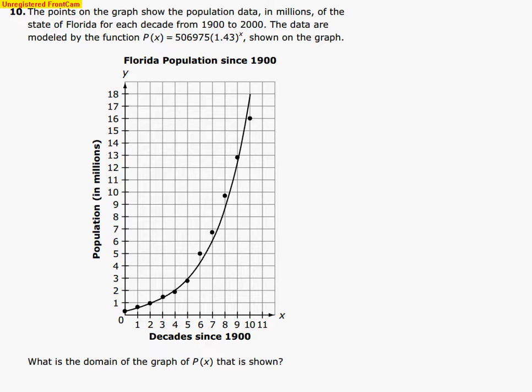Here we have a problem which is exponential. You can see by the curve of the graph that we have an exponential problem. If you want to remember, exponential problems are the ones that have y equals a d to the x. The a is my starting amount, and the d is my multiplier.